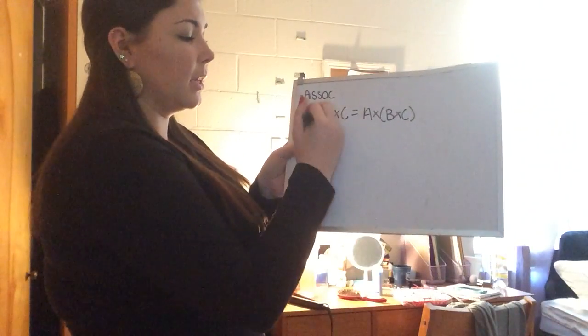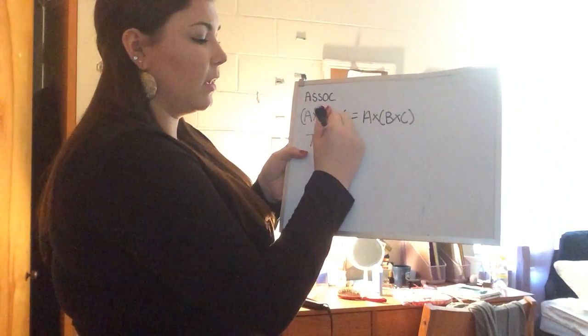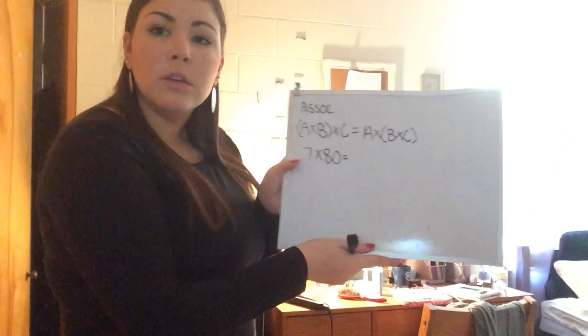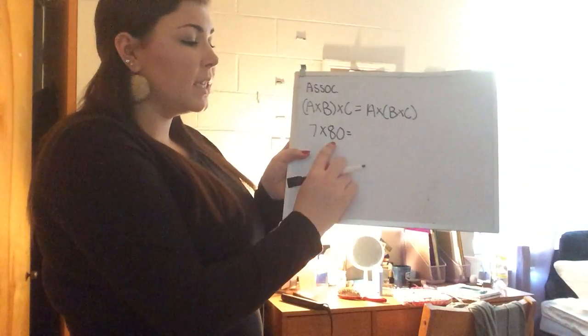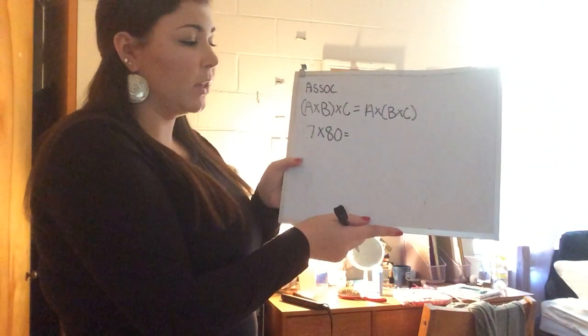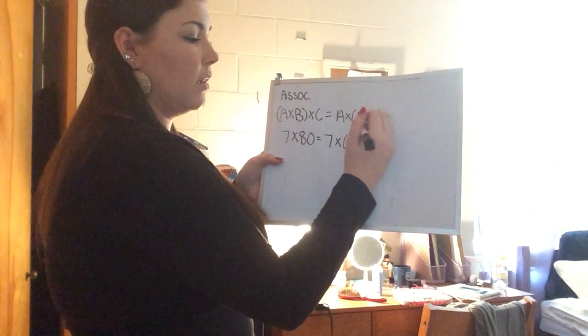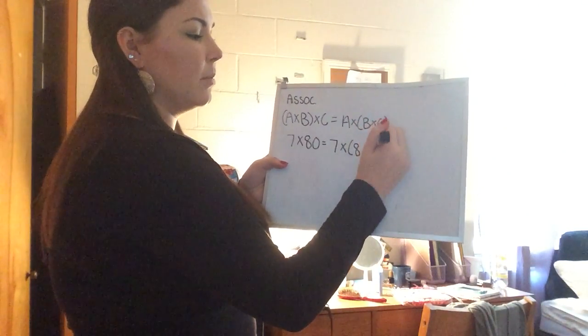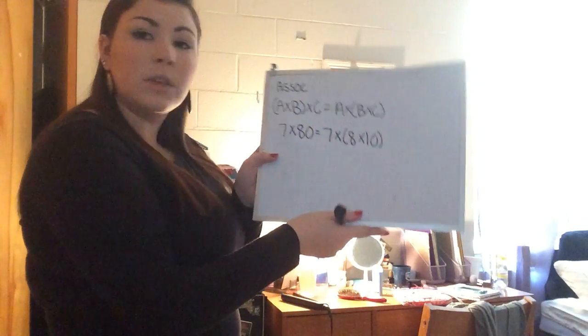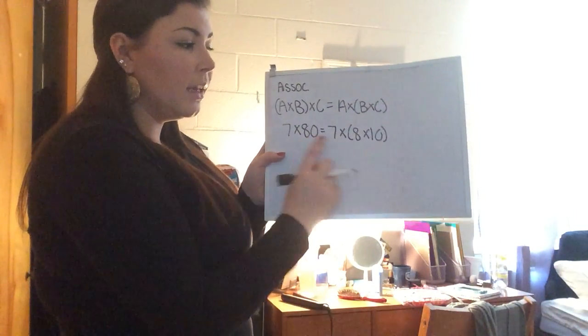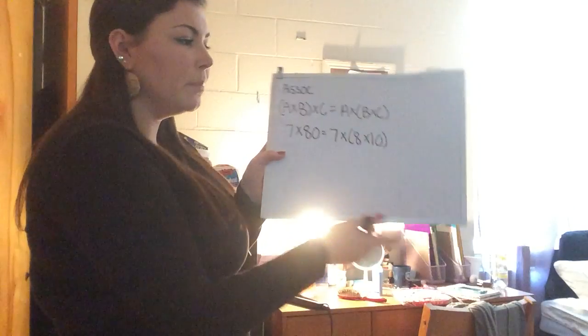So our first problem is going to be 7 times 80. So because we're using mental math, we want to decompose this 80 and make it easier for us to solve out. So we're going to do 7 times (8 times 10). So as you can see, we just decomposed that 80 because 8 times 10 is equal to 80.